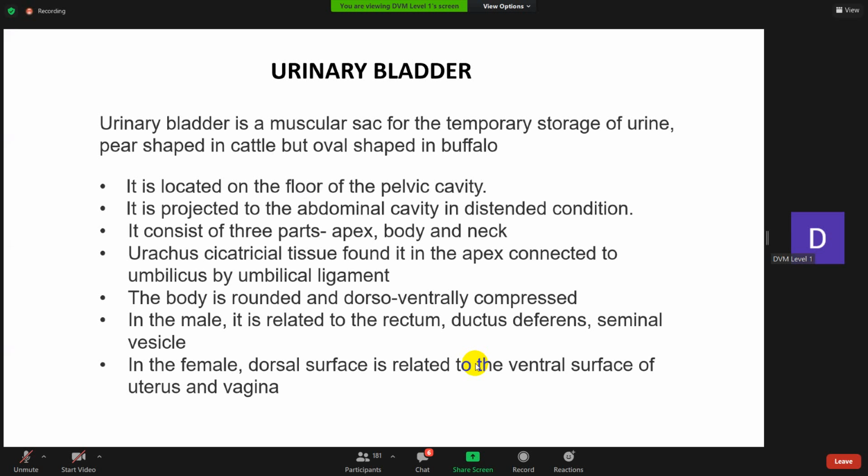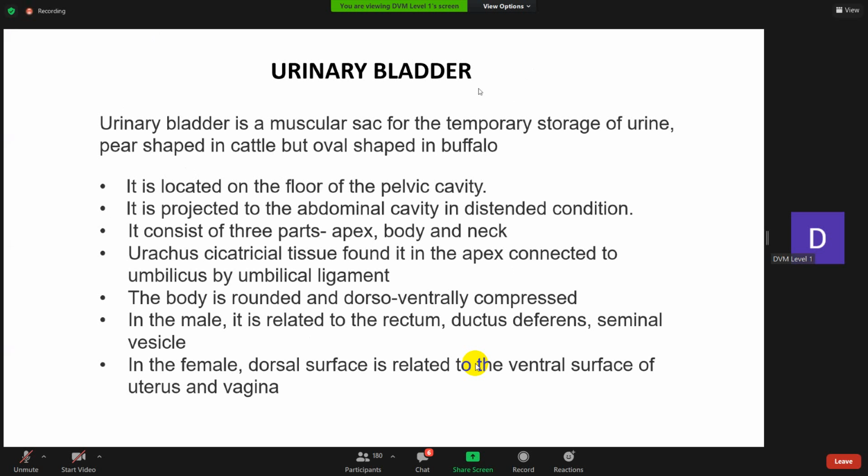It consists of three parts: apex, body, and neck. I showed in the picture that it has three parts. The urachus is the remnant of the umbilical ligament. It is located at the apex of the urinary bladder. You will find this slightly pointed portion of the ligament. The body is rounded and dorsoventrally compressed. In the male, it is related to these organs, and in the female, it is related to the uterus and vagina.